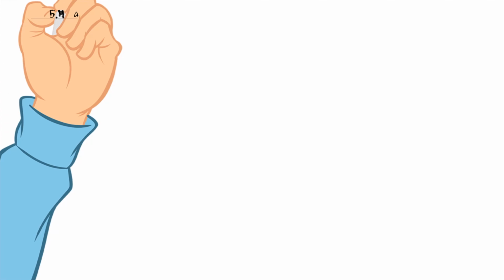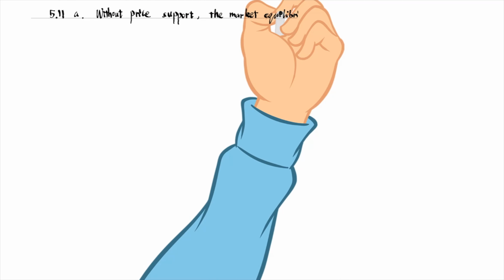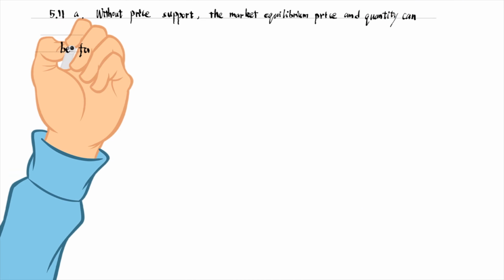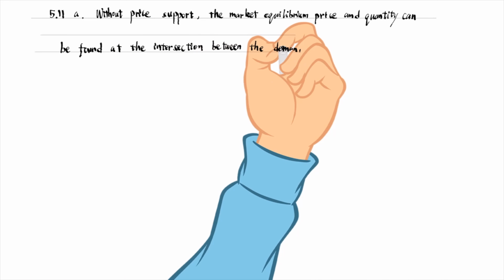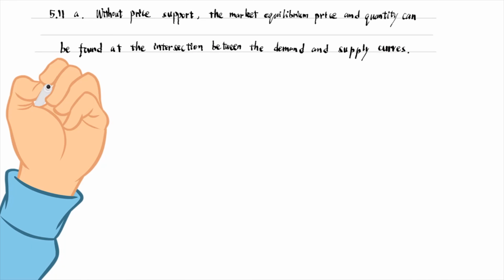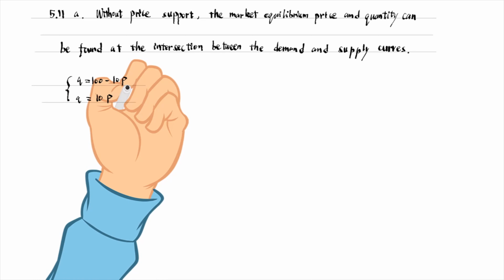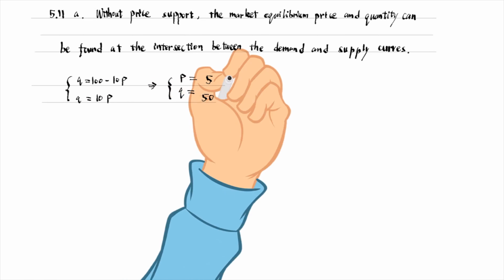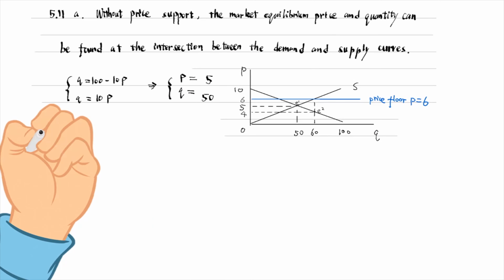Before trying this exercise, please compare the 2 price support programs in the textbook. This exercise is about the deficiency payment price support program. Without price support, the market equilibrium price and quantity can be found at the intersection between the demand and supply curves. Combining the demand and supply functions gives the market equilibrium price of 5 and quantity of 50. P equals 5, which is the price that clears the market.